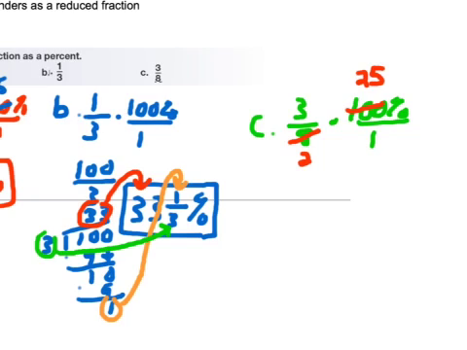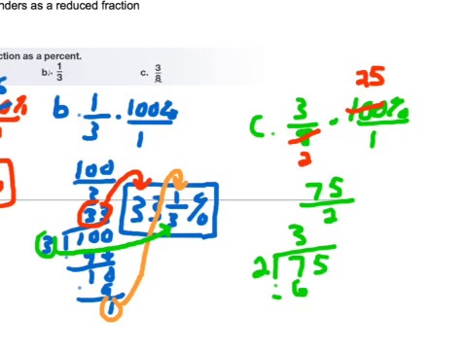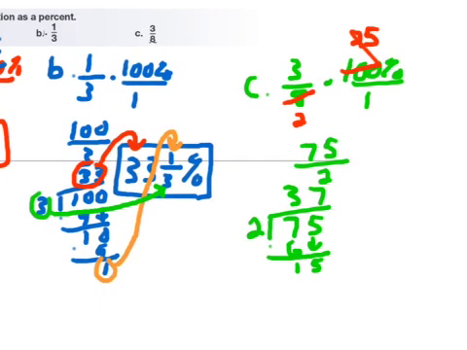Okay, well, across the top, 3 times 25 is 75. On the bottom, 2 times 1 is 2. So again, now we've got to divide 75 divided by 2. 2 goes into 7 3 times, and 3 times 2 is 6. Subtract, and I get 15. 2 goes into 15 7 times. 2 times 7 is 14. And again, I got a remainder there.